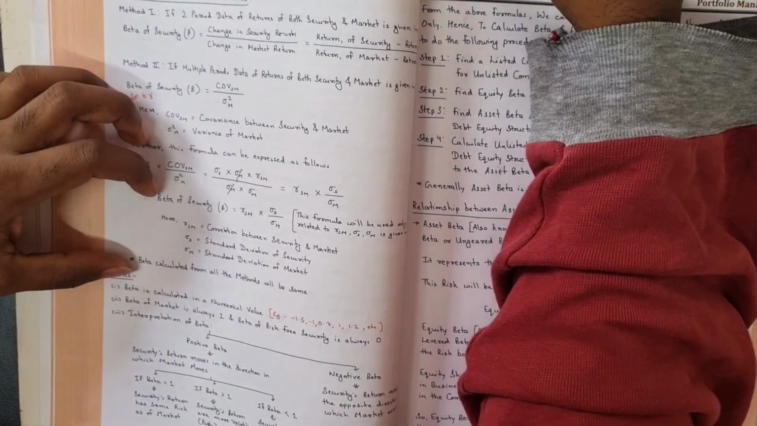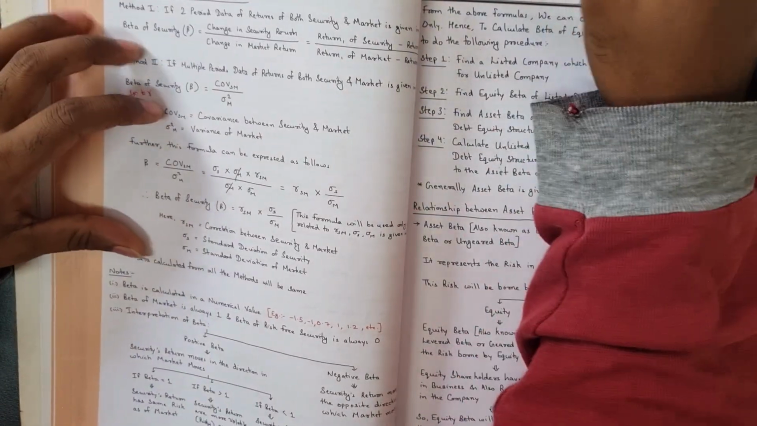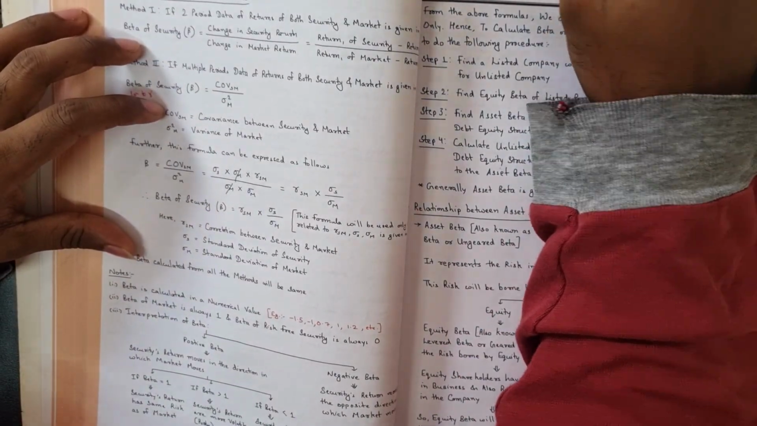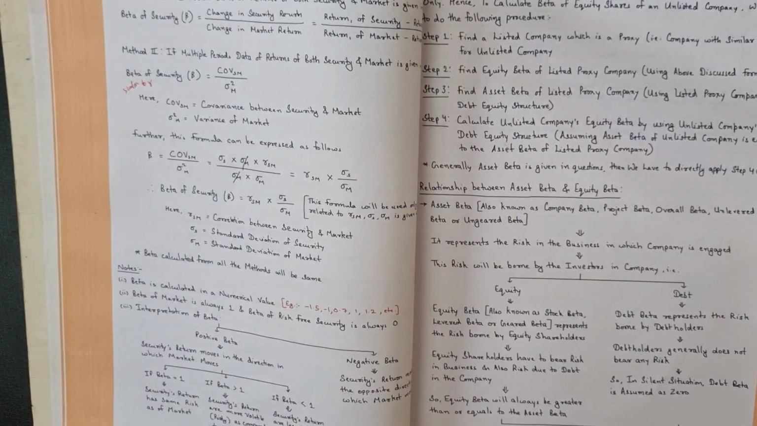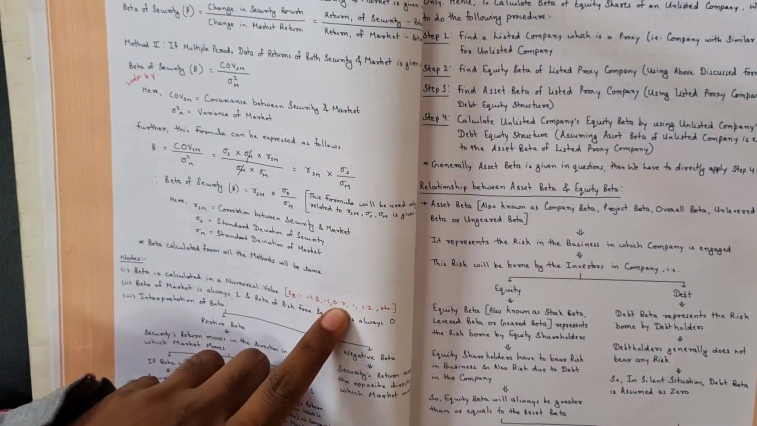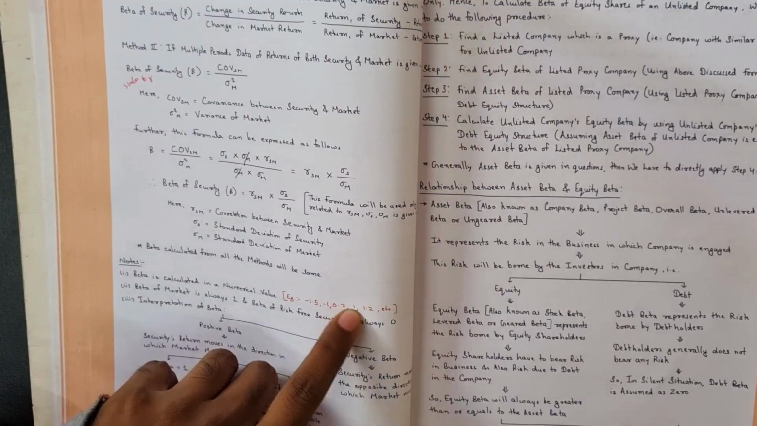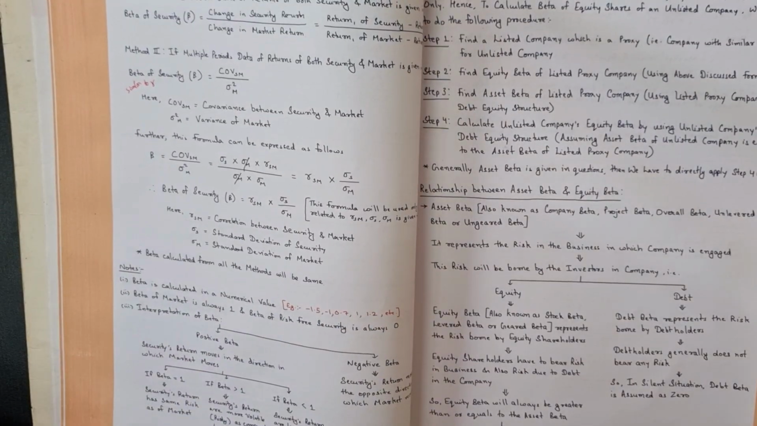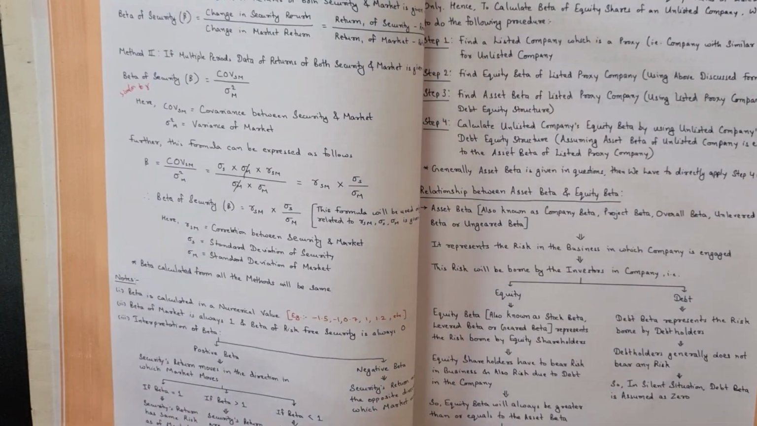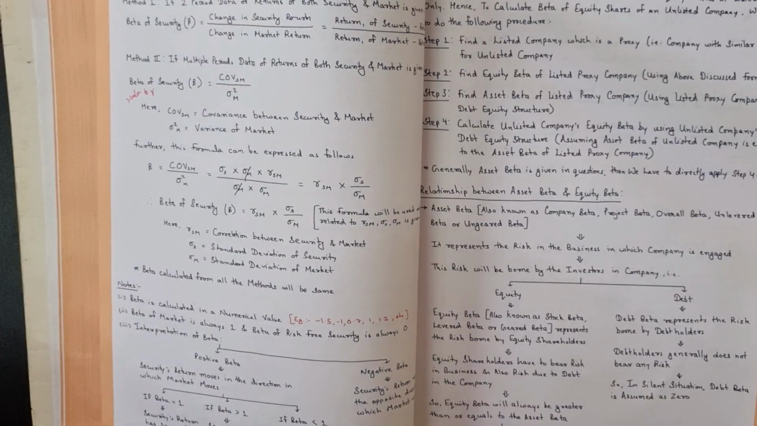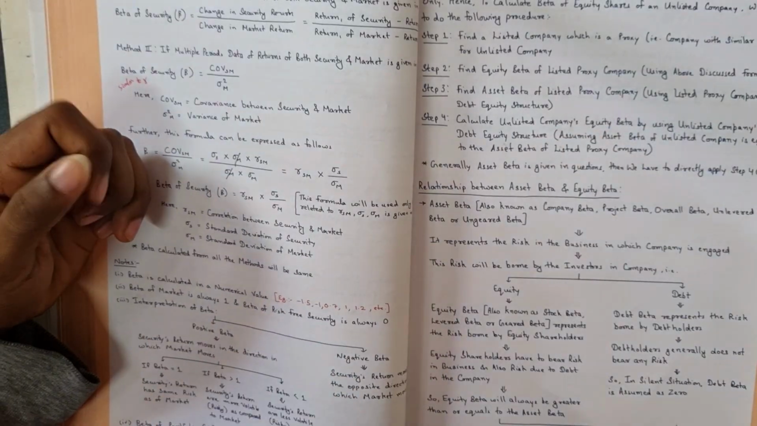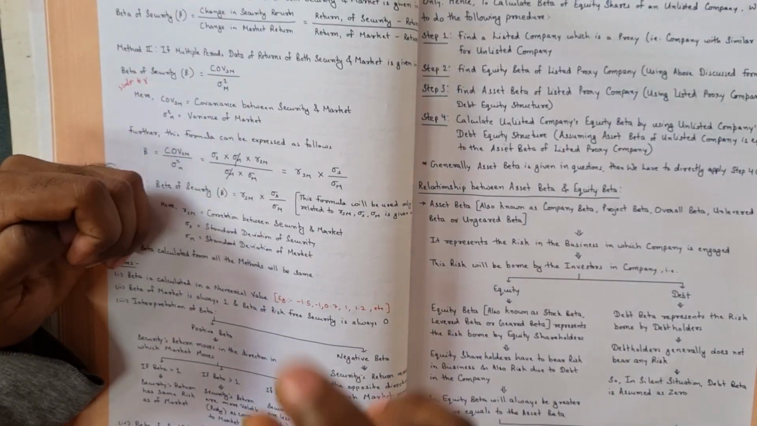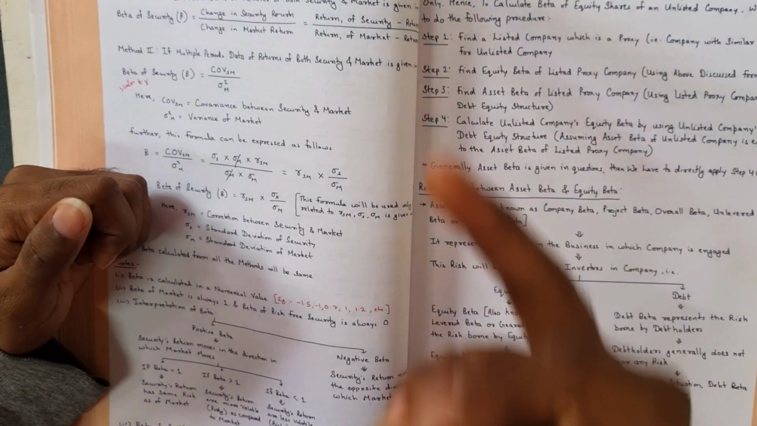Now there are some notes given in this, we will see that also. Beta is calculated in numerical value, that is minus 1.5, minus 0.75, 1.2, whatever. Okay, it is calculated in numerical value. If beta is positive, it means that the security moves with the market. If beta is negative, that is the security has inverse relation with the market, it moves against the market.